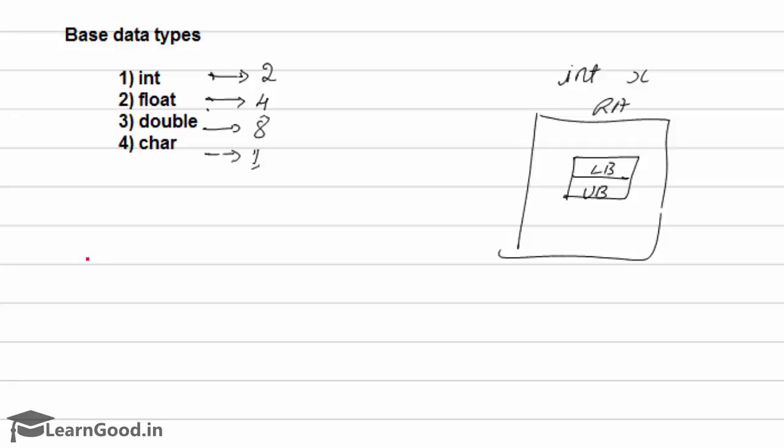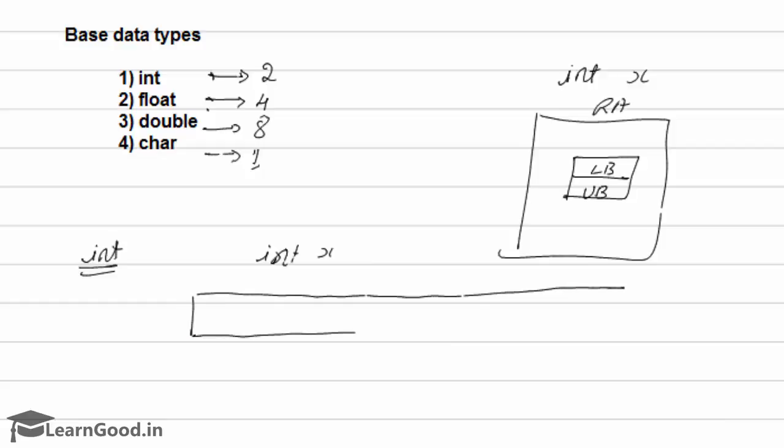First we'll discuss the int data type. As I said, integer will occupy 2 bytes. Now if I give here int x, continuous 2 bytes are allocated. 2 bytes means a total of 16 bits have been allocated. So let's take this as the lower byte and this one as the upper byte.